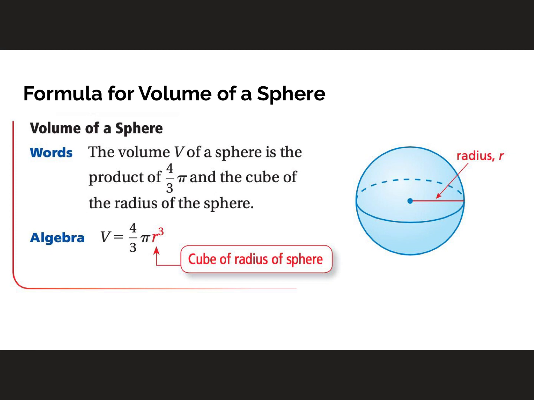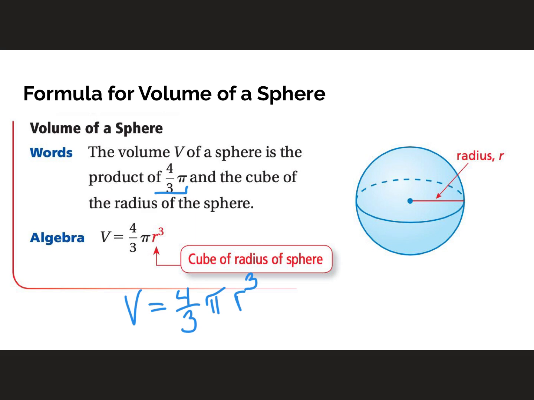Okay, so let's talk about first of all, what is a sphere? So a sphere is just a ball. It is a three-dimensional circle. The volume of a sphere is the product of 4/3 times pi and the cube of the radius. So our formula is the volume is 4/3 of pi times your radius cubed.